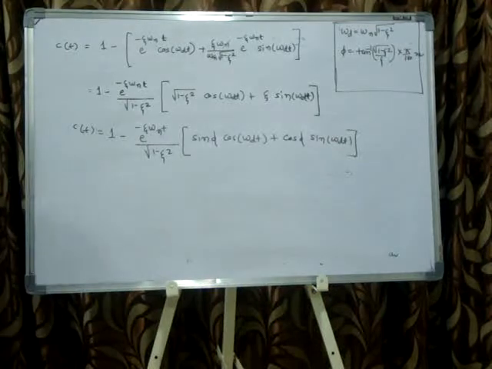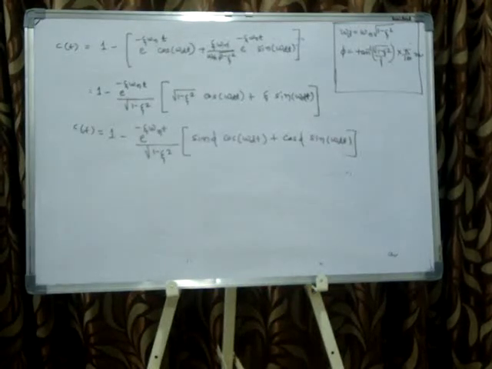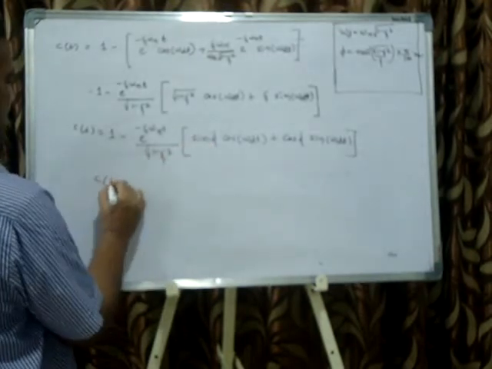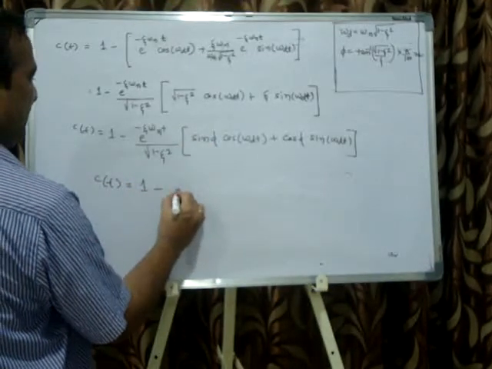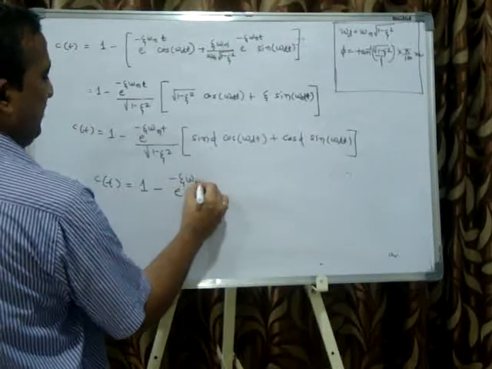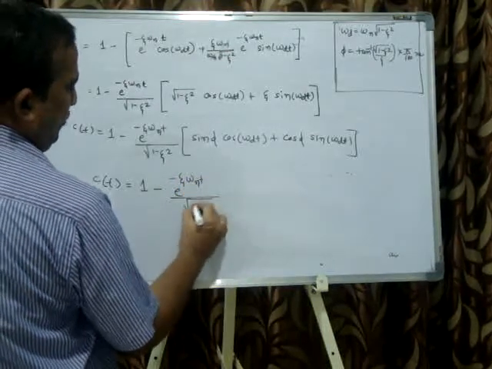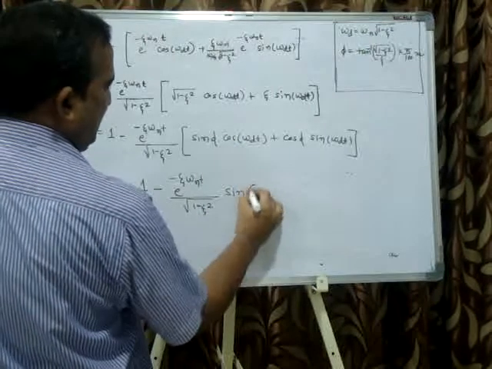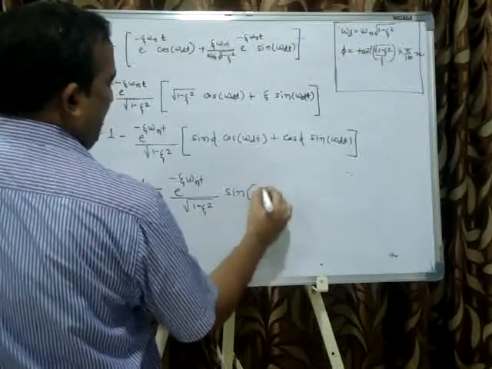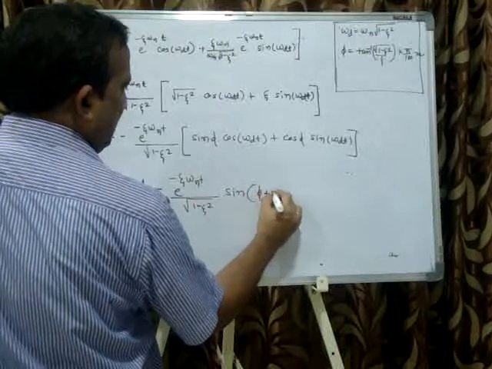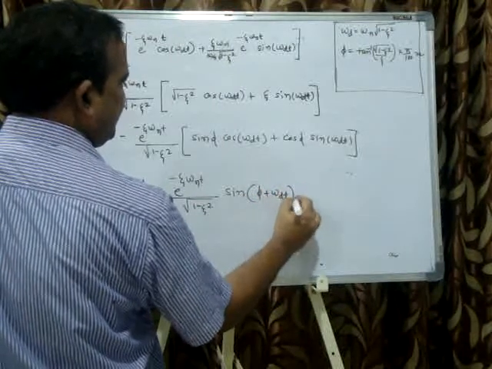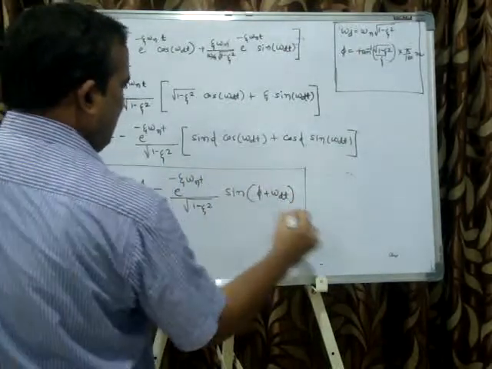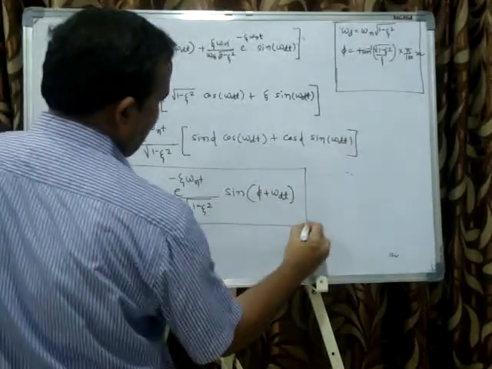Sin A cos B plus cos A sin B is equal to what? Sin(A plus B). So now c of t is equal to e raised to minus zeta omega n t divided by root of 1 minus zeta square, sin(A plus B). I can take A as phi. So this is the final time response of second order system.